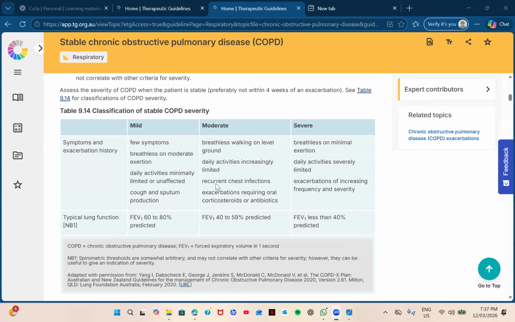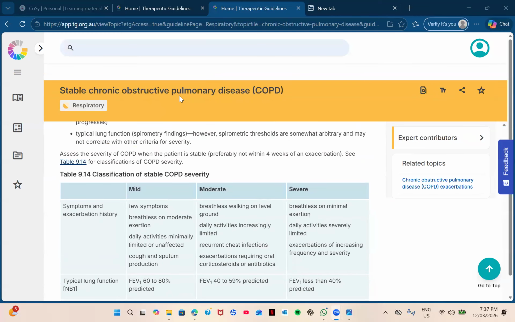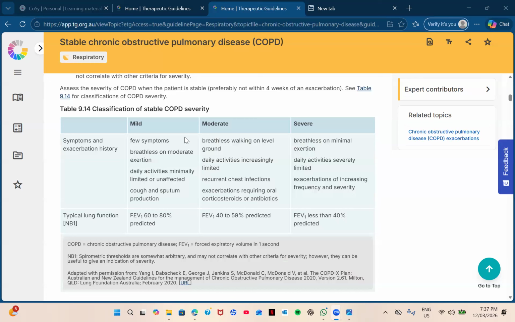Then you should know about the severity of COPD. For severity, we have mild, moderate, and severe. The mild one has few symptoms: breathlessness on moderate exertion, daily activities minimally limited or unaffected, cough and sputum production. These are the mild cases. Typical lung function is FEV1 60 to 80% predicted.